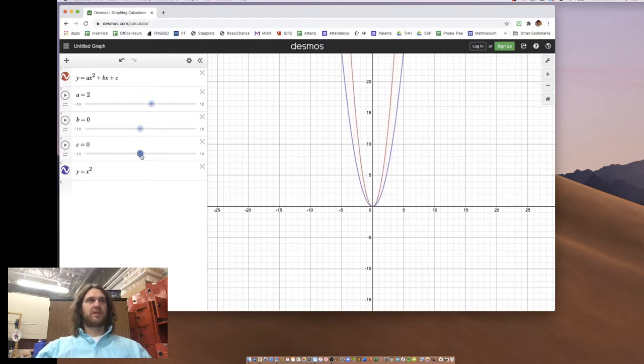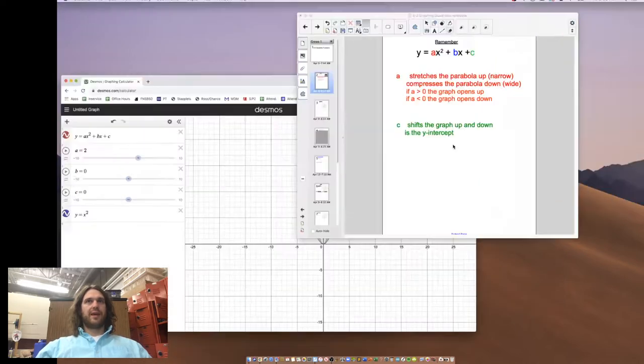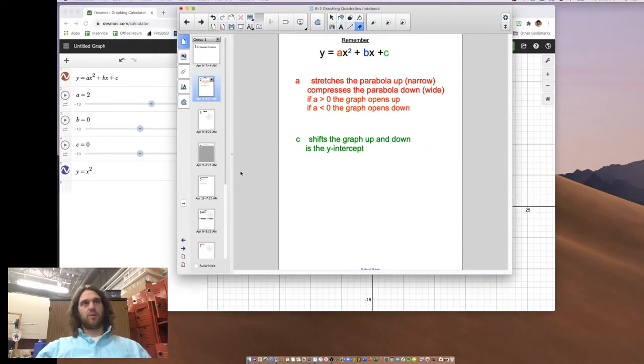Great. What does C do? C does not change the shape. The shape remains the same. It is just moving it up and down. Great. So what in the heck does B do? Well, we're going to get there.